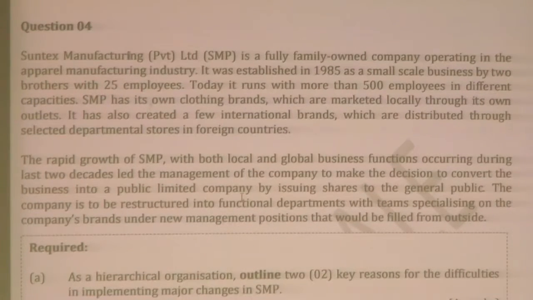SMP with local and global business functions occurring during the last two decades led the management of the company to make decisions to convert the business into a public company. Many companies go private to public when you want to expand more capital, if you want to get more capital, then you can make it a public company by issuing shares to the general public.